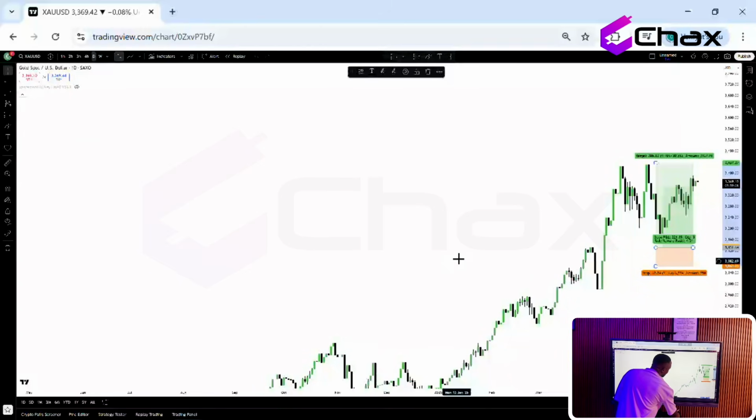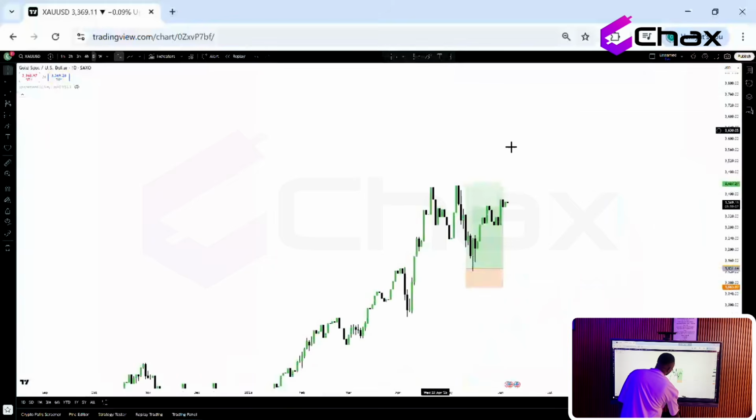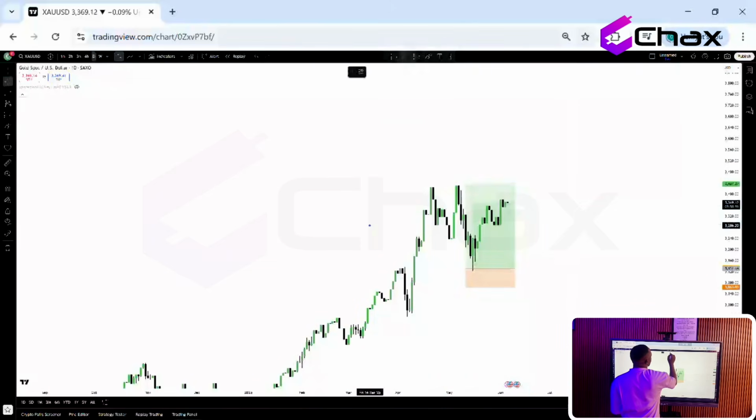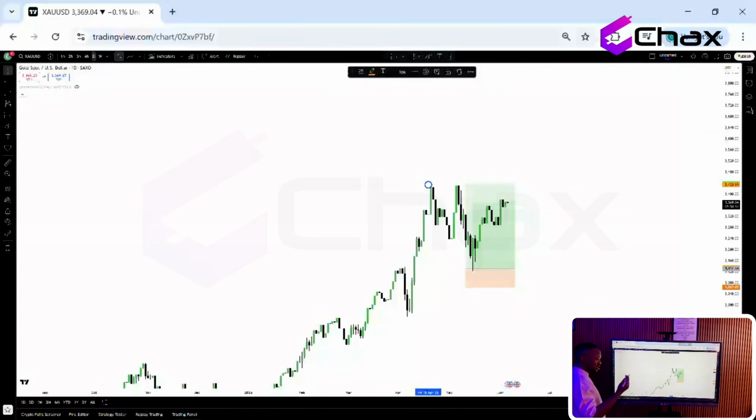And if you can see clearly, you can see how close we are to where? To the next external range liquidity, which is what? Which is this one. Are you getting what I'm saying? This thing happens repeatedly on your chart.